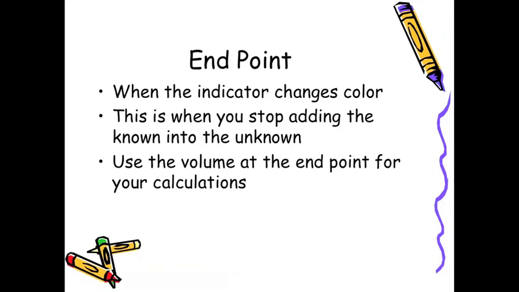Now, I mentioned before that the equivalence point wasn't exactly when the indicator changes. For phenolphthalein, it's very close, but it's not quite. The end point is not the same thing as the equivalence point. The end point is what's linked to the indicator. The end point is when you stop adding the known into the unknown. You use the volume at this endpoint for calculations.